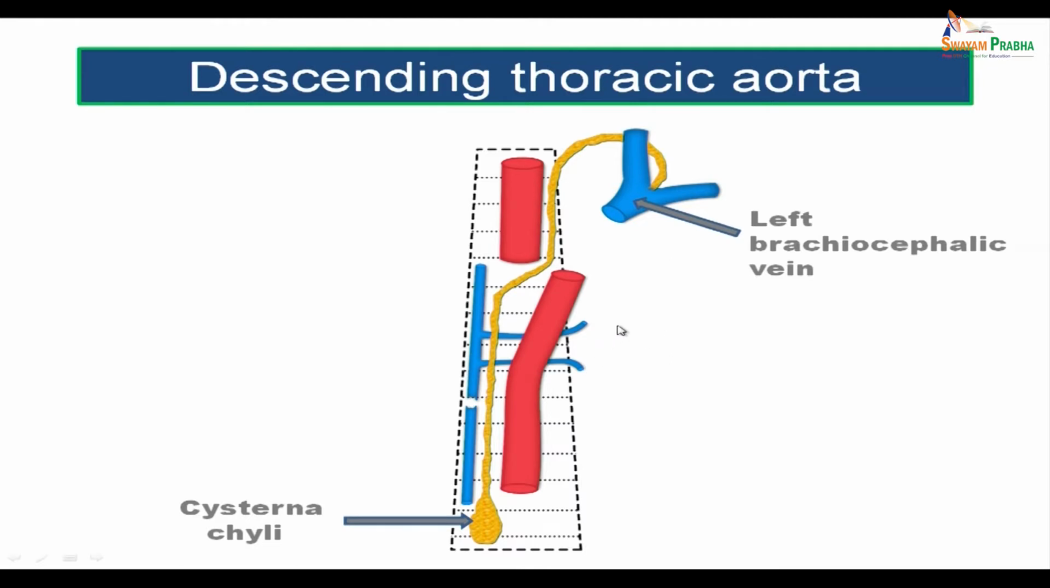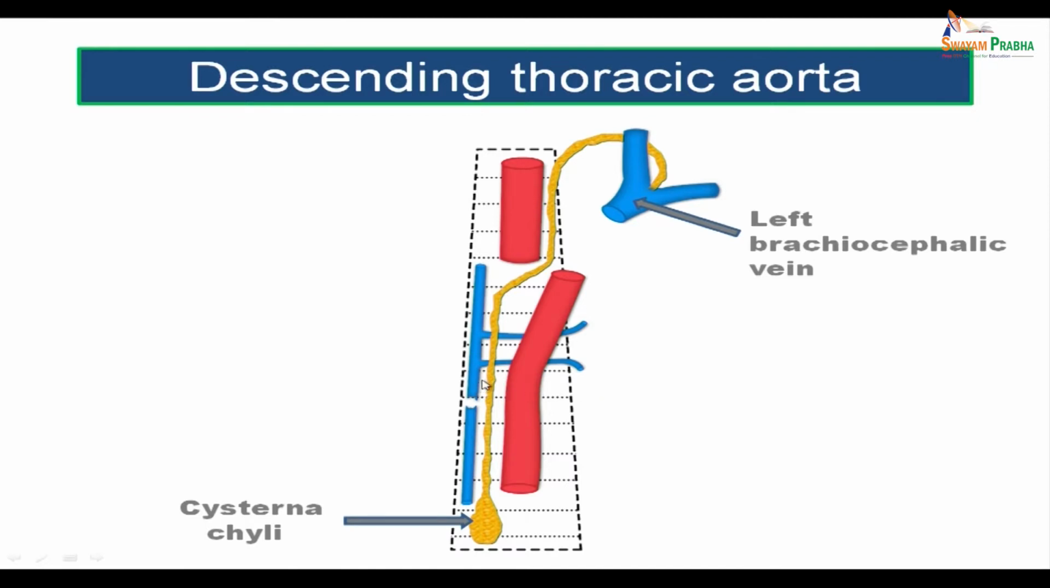Some of the other relations can be appreciated. The descending thoracic aorta is related posteriorly to the lower 8 thoracic vertebrae. You also find the superior and the inferior hemiazygous veins crossing the midline and ending in the azygous venous system.